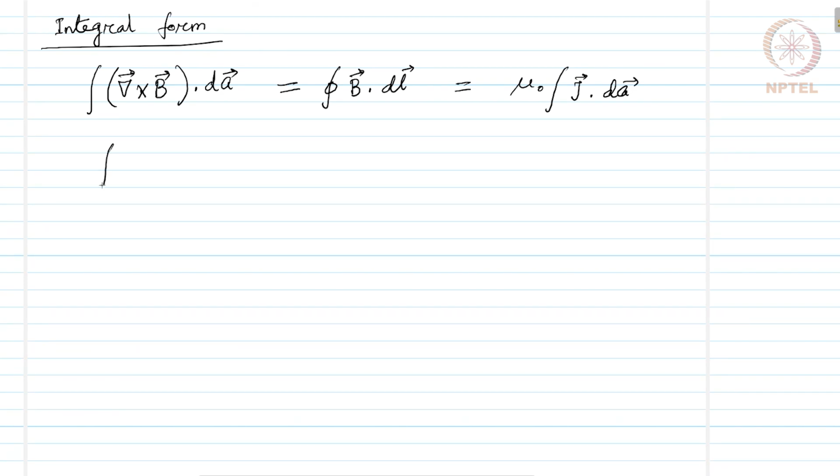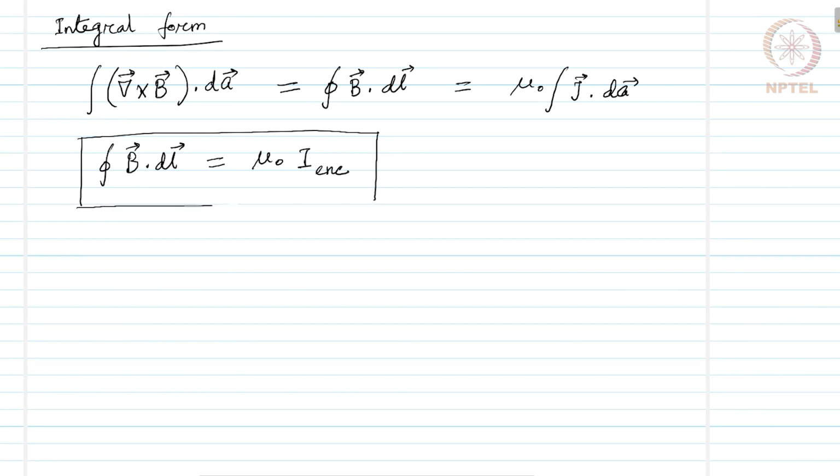That means, simplifying, we can write the cyclic integral, closed line integral over B dot dl, equals mu naught times the current I that is enclosed by the loop. So, this is Ampere's law in integral form.